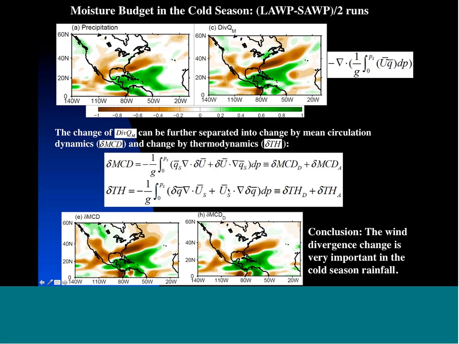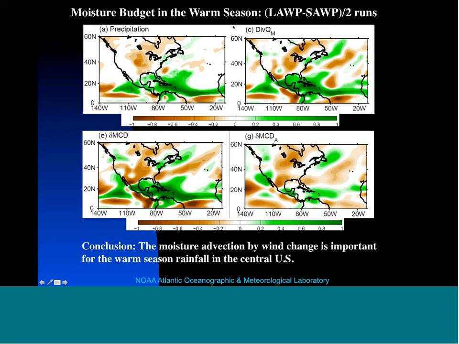If we compare this panel with this panel, the pattern is similar, which means moisture flux divergence is mostly due to the mean circulation dynamic change. And because the mean circulation dynamic change has two parts, this part and this part, we see that this part is dominant, which means the mean circulation dynamic change is due to the wind divergence change. So the conclusion here is that during the cold season, the wind divergence change is very important for rainfall over North America. Then next we take a look at the warmer season.